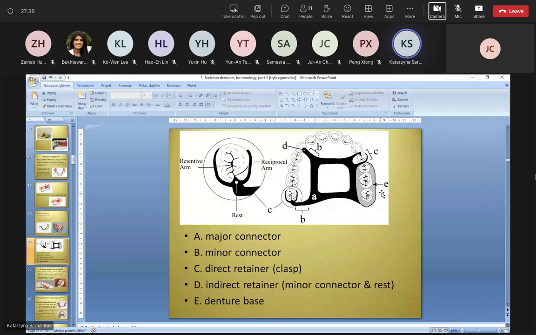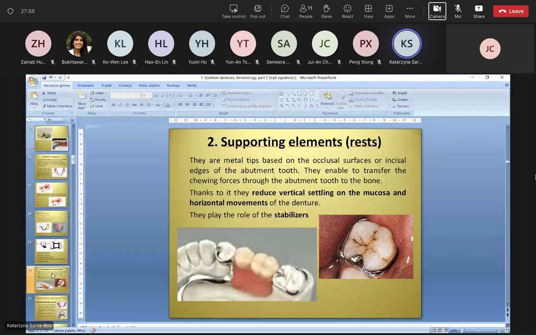Now let's talk about the second element of the skeletal denture. These are the supporting elements, so rests. They are metal tips based on the occlusal surfaces or incisal edges of the abutment tooth. They enable to transfer the chewing forces through the abutment tooth to the bone. Thanks to it, they reduce vertical settling on the mucosa and horizontal movements of the denture, and they play the role of stabilizers. On this picture, you can see one example of the supporting elements, which is placed on the occlusal surface of the tooth.